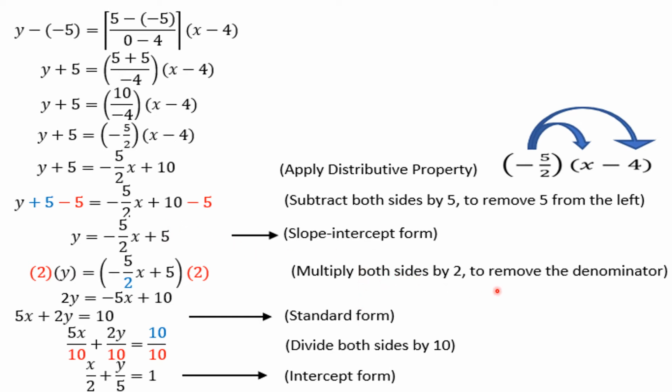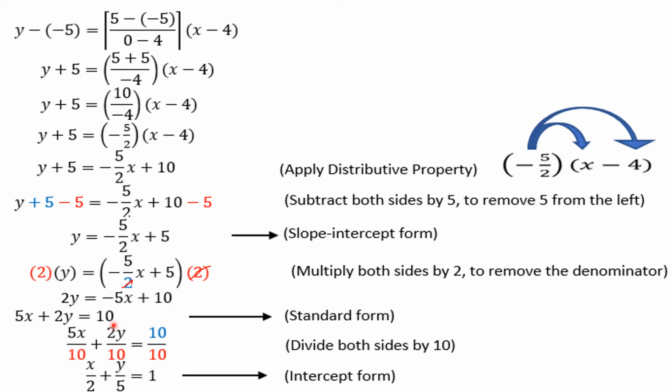So multiply both sides by 2 to remove the denominator. To remove the denominator 2, we multiply both sides by 2. So this can be cancelled out. Okay, it can be cancelled out since it is 1. So 2 times y, that is 2y equals negative 5x plus 10.